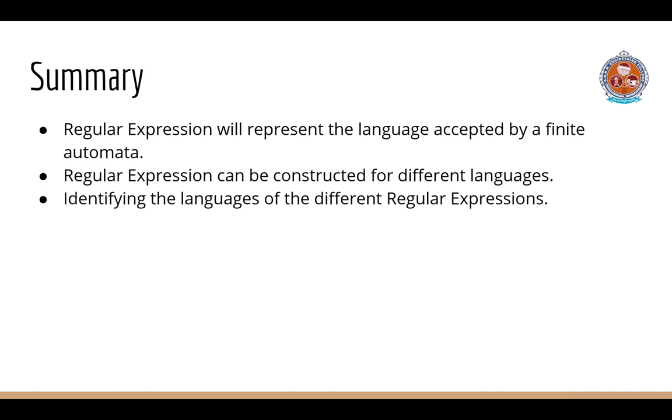The summary of this video lecture is regular expressions will represent the language accepted by finite automata. And we can construct regular expressions for different languages and we can identify the languages of regular expressions also.